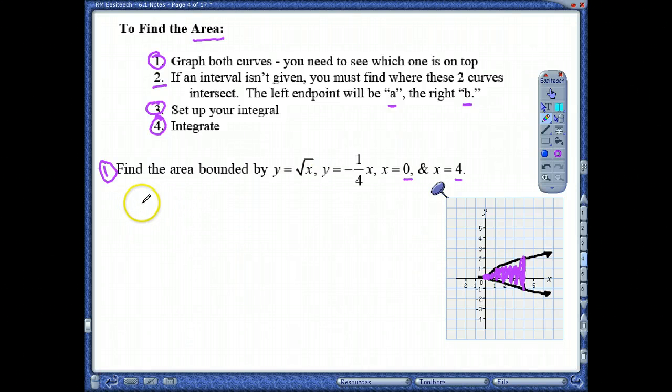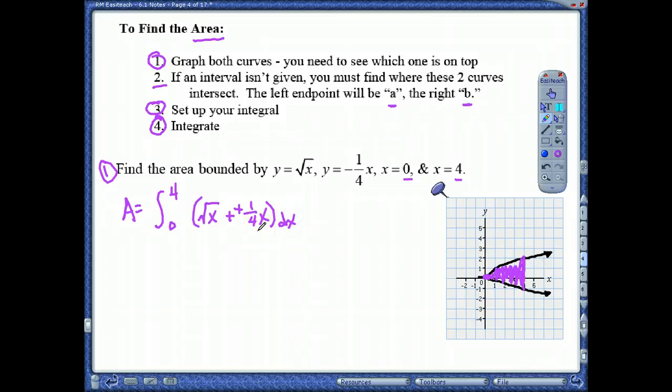I know that I'm going to set up my area equals. Now my left endpoint is 0, my right endpoint is 4, so 0 to 4. My function that's on top is my square root of x, so square root of x, minus the function that's on the bottom, so minus a negative 1/4 x, and make sure that you do change that, and then make sure you put your dx.